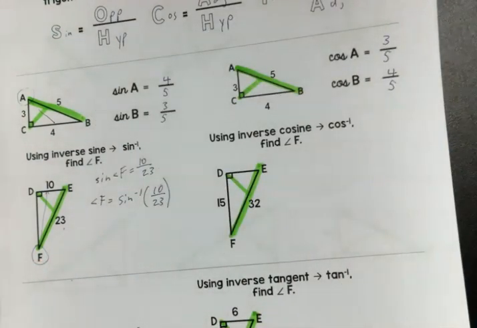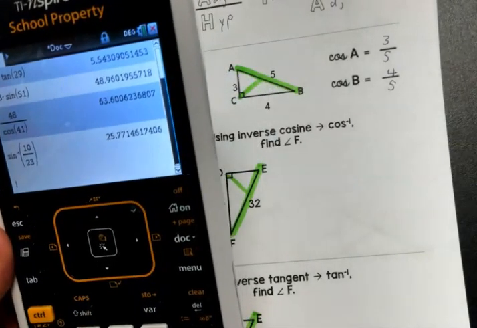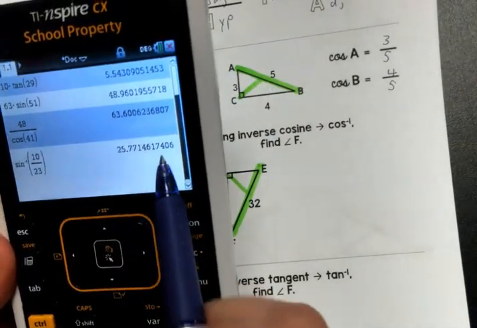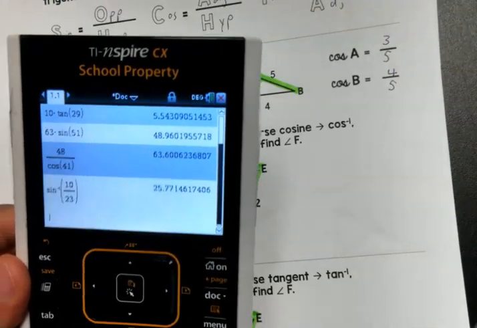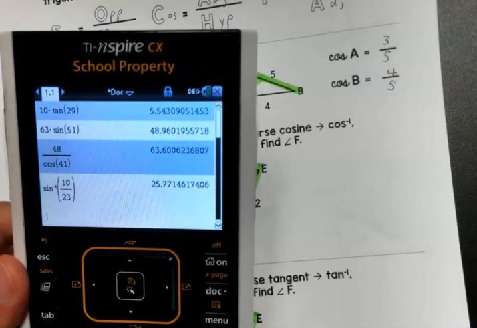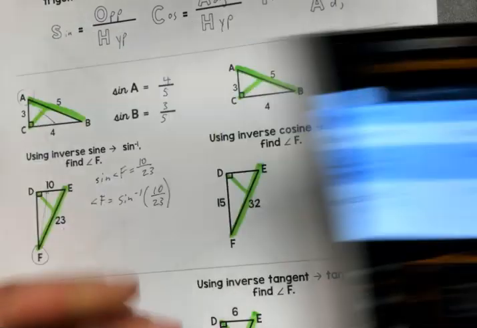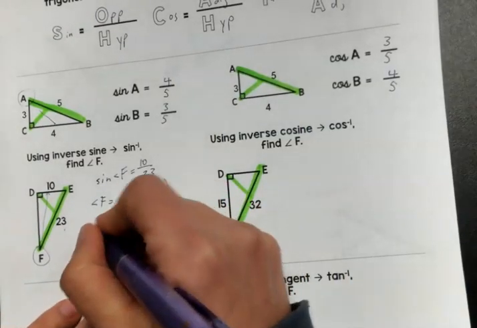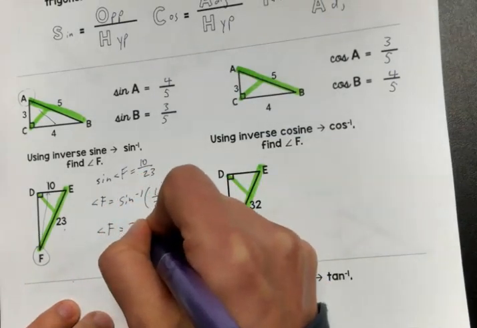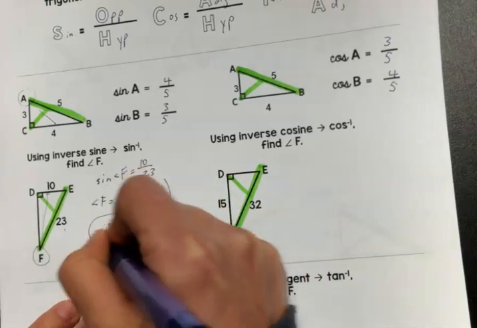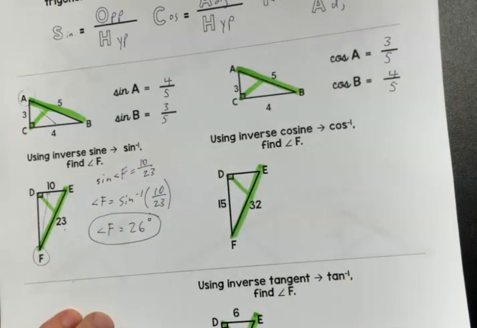Does it say what I'm rounding to? It does not. Since it does not specify, I'm going to round to the nearest whole number for these notes. So 25.77 becomes 26. So angle F is equal to 26 degrees.